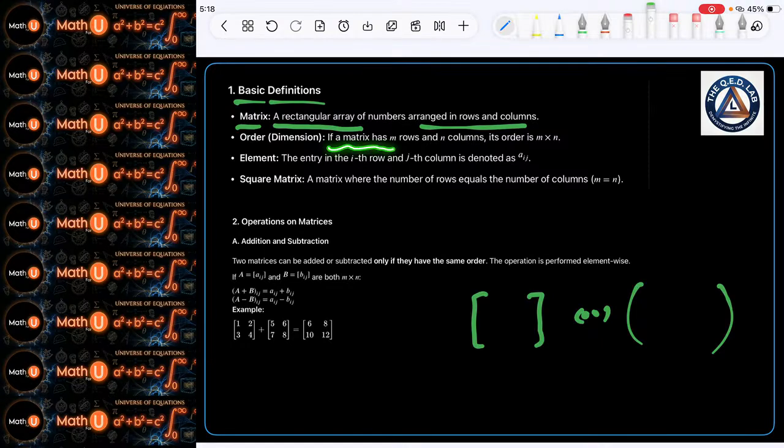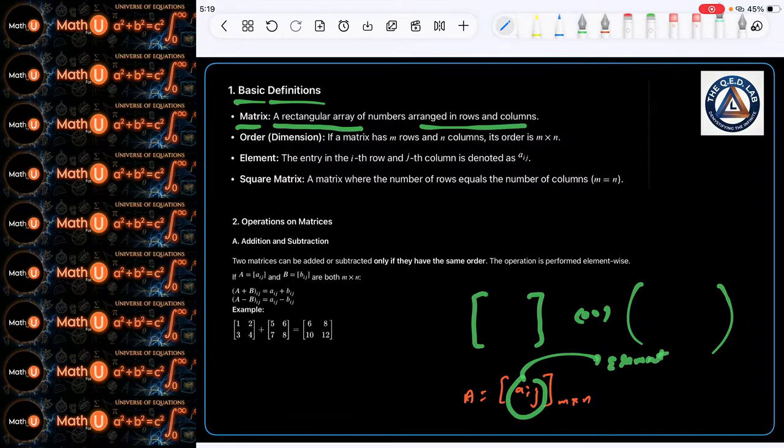A matrix has m rows and n columns. Its order is m by n. We read it not as "into", it is not a multiplication symbol. We read it as an m by n matrix. The element, the entry in the ith row and jth column, is denoted as aij. We generally denote matrices as aij, m by n like this. Here aij indicates an element of the matrix.